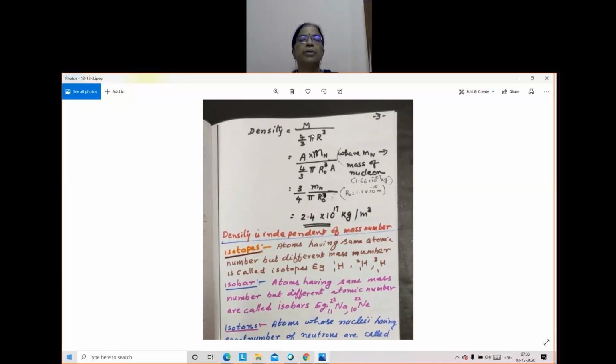Mass by volume formula, because it's a spherical shape. Nucleus is in spherical shape. So we take the formula for volume of a sphere. That formula we are taking: m, total mass of the nucleus, by 4/3 pi r.